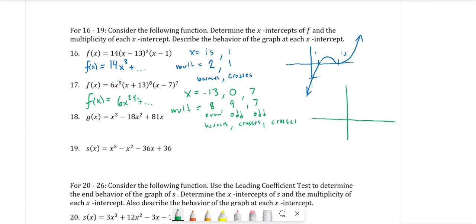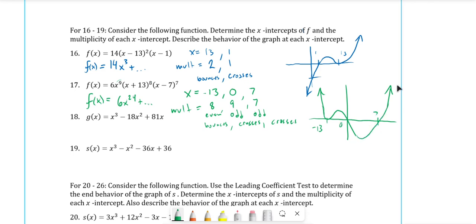We have a polynomial that looks like a positive with even degree. So we're going to have something that rises on both sides. At negative 13, it will bounce. At 0, it will cross. And at positive 7, it will also cross. And this gives us a first kind of funny sketch of the behavior of this polynomial.